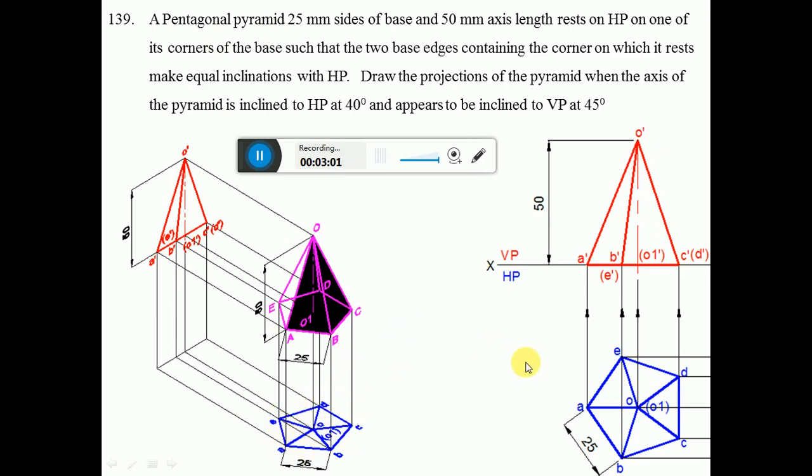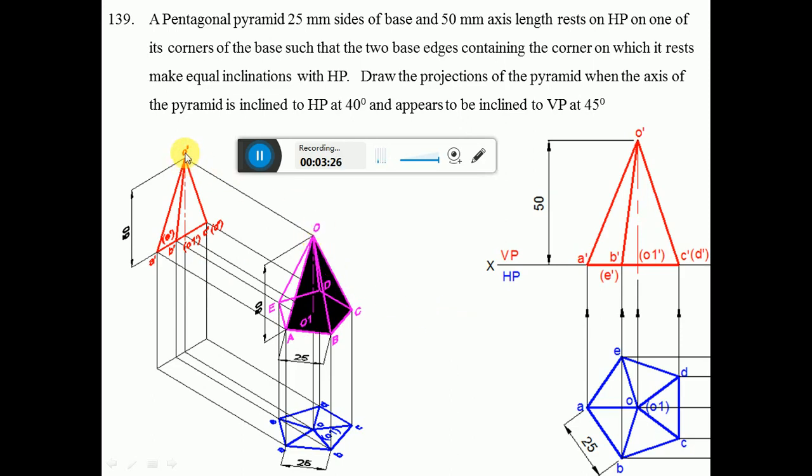And when you look from the front view, A dash, B dash, C dash are near to the observer, so they are visible, and D dash and E dash are away from the observer, so naturally D dash and E dash will be invisible. Similarly, in the front view, O1 is hidden by the edge BC, so O1 dash will be invisible. O is visible, so O dash is visible.